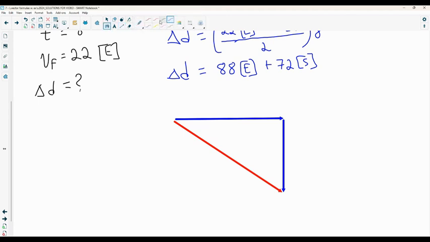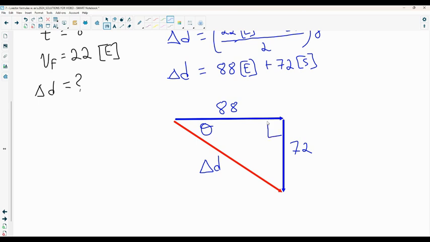Let's do a little labeling here. I'll say this is 88, and I'll say this is 72, and I'm going to call this angle theta. I'm going to need to know that. And this is my displacement, right? When we add the two vectors together, that's what the formula says here, we get our displacement. So we've got to figure this out.